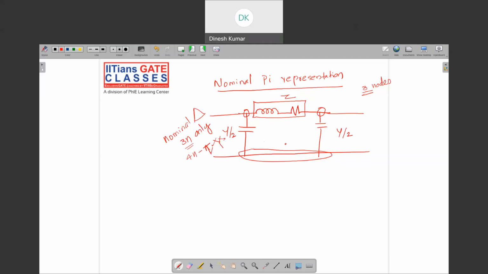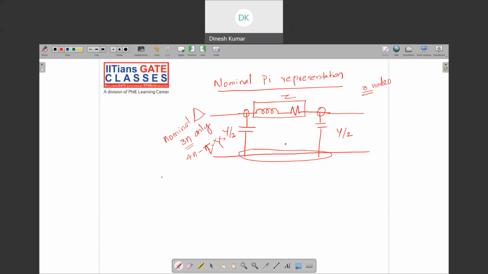So nominal star or nominal delta, the important thing with delta is that there are only 3 nodes for one delta representation. The advantage is that here we have to find only 3n variables, 3n voltages. Here we have to find 4n voltages. That means in the number of equations, or the solutions of the linear equations, we have to find n fewer solutions. That is the important part.